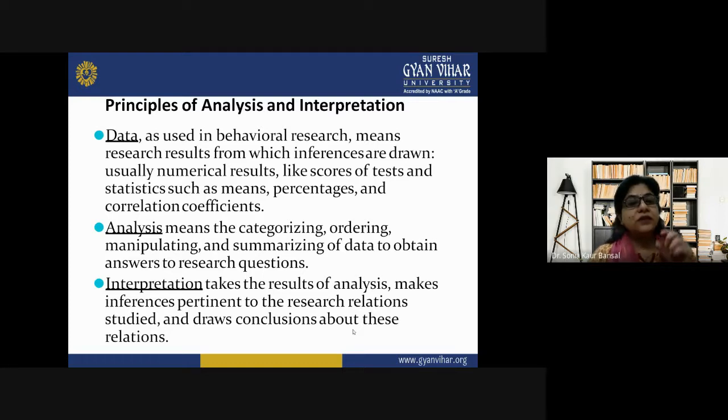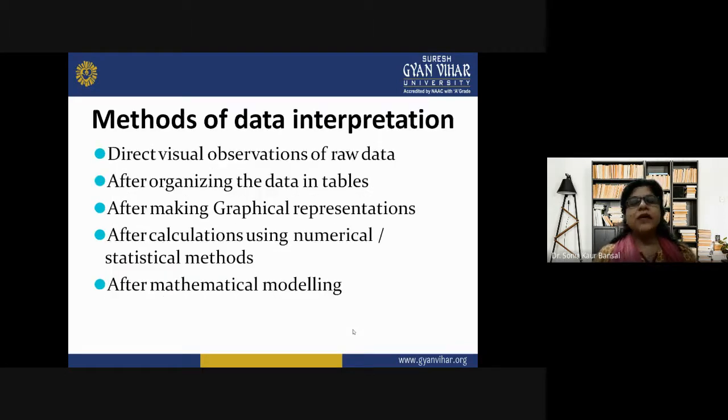Now let's understand the term interpretation. These are the terms, students, that you have to understand before understanding anything else. Interpretation takes the results of analysis, makes inferences pertinent to the research relations studied, and draws conclusions about these relationships. So it is giving meaning, and in some paragraph form you are writing conclusions. Now, methods of data interpretation, we are going to discuss it. What are the different methods that a researcher must use while doing data interpretation?